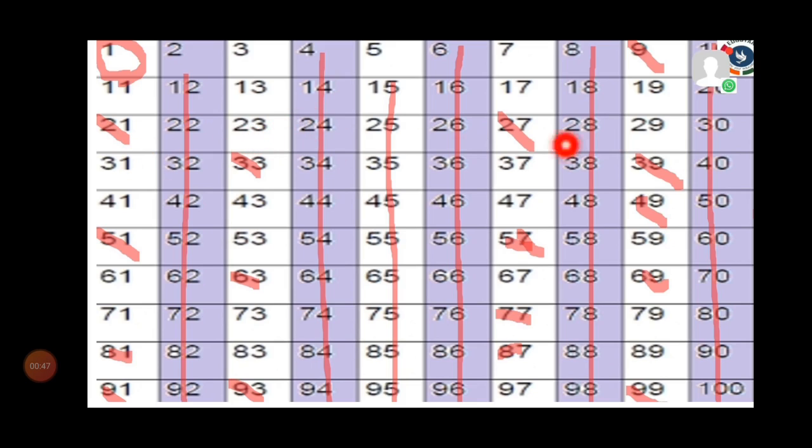And 23, 29, 31, 37, 41, 43, 47, 53, 59, 61, 67, 71, 73, 79, 83, 89, 97. These are all prime numbers. Here all the even numbers and multiples of 5 are composite numbers. Among the remaining numbers, some odd numbers are multiples of 3, so they can be divided by 3 also. So those numbers are all composite numbers.